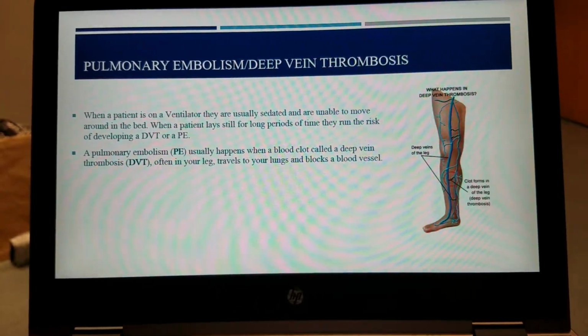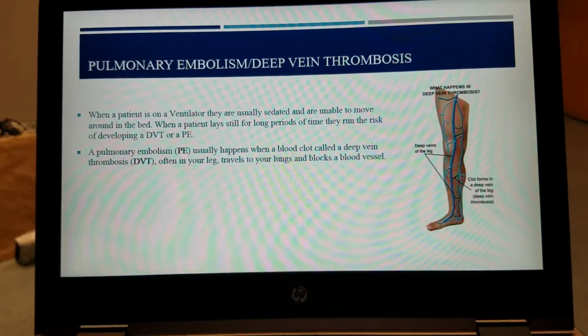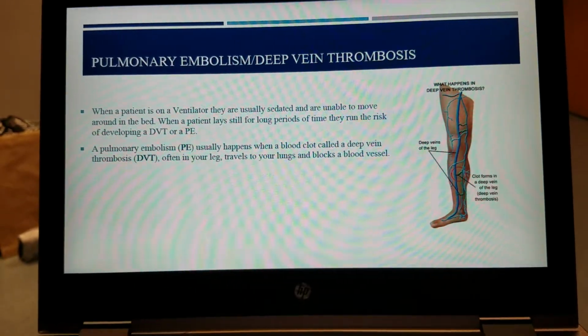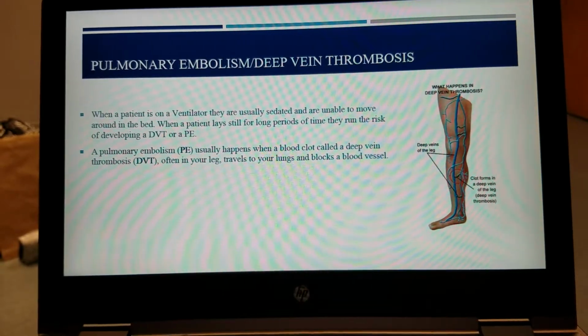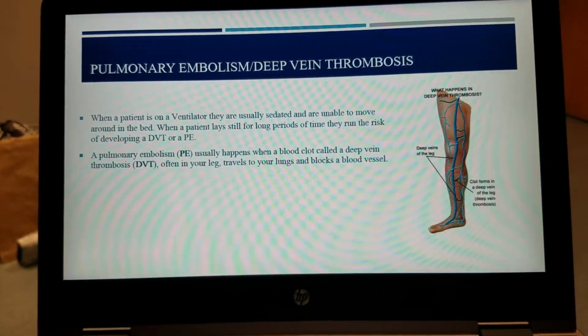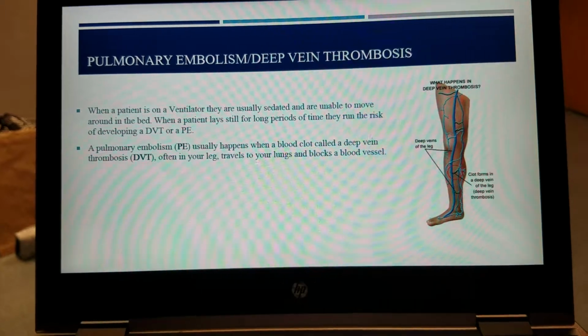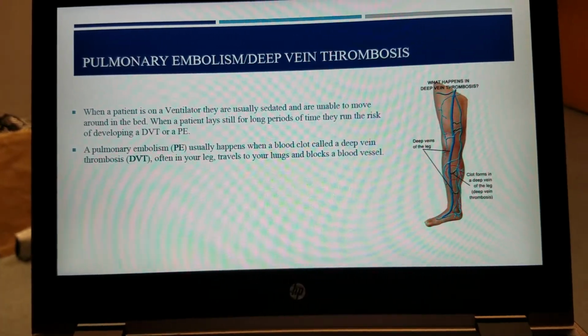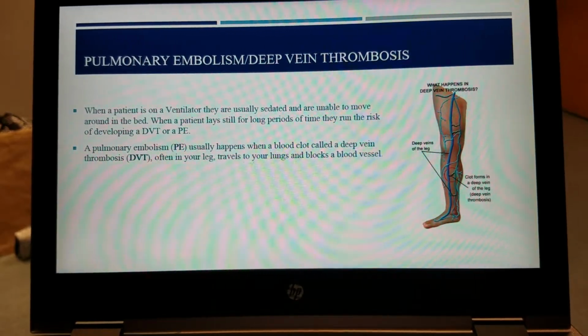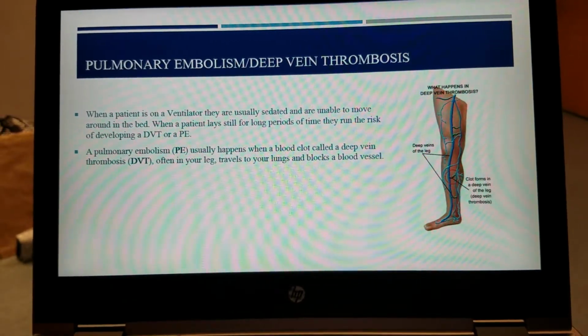Pulmonary embolism, deep vein thrombosis. When a patient is on a ventilator, they are usually sedated and unable to move around in the bed. When a patient lies still for long periods of time, they run the risk of developing a DVT or a PE. A pulmonary embolism usually happens when a blood clot called a deep vein thrombosis, often in your leg, travels to your lungs and blocks a blood vessel.